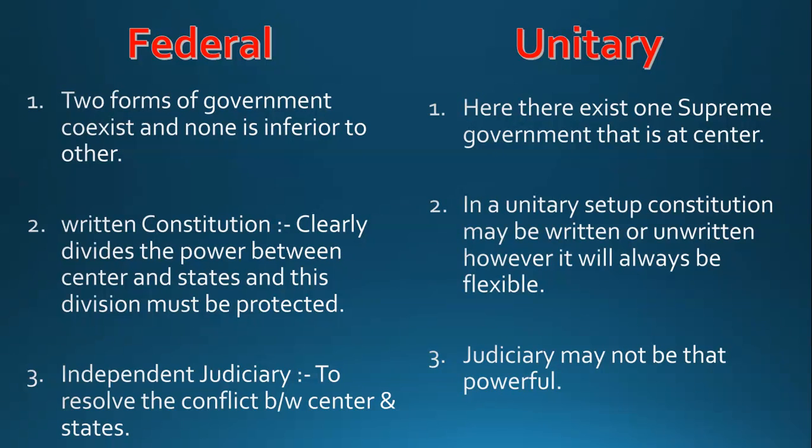But friends, what happens in any unitary setup? In any unitary setup, there exists only one supreme government and that is at the center. For example, the constitution of United Kingdom is unitary. So United Kingdom is a unitary country. In the United Kingdom, there is only one government and that government is only at central level. As there is only one government, that government is very, very powerful. All the powers of the country are vested in the central government.